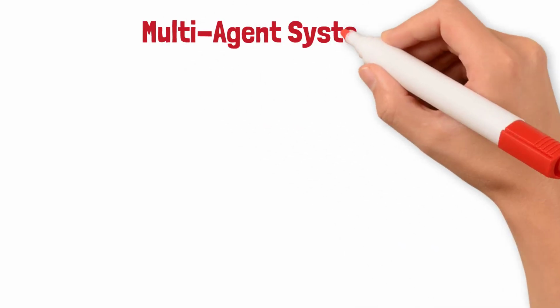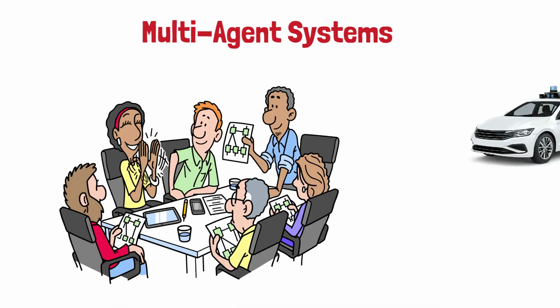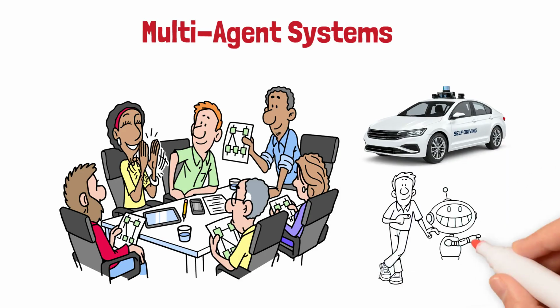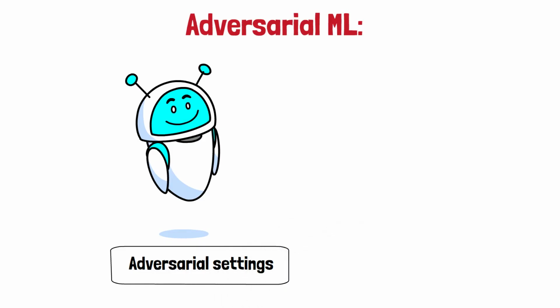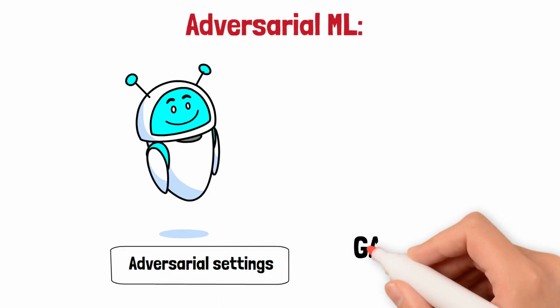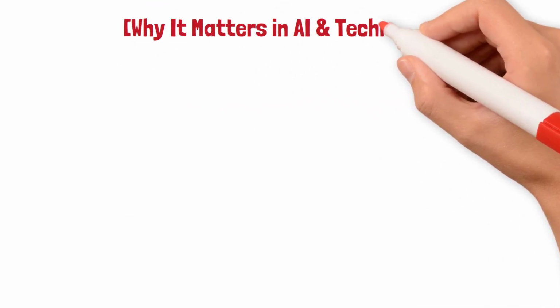Multi-agent systems, when many decision-makers interact, think of self-driving cars negotiating traffic, or AI agents learning to cooperate in simulations. Adversarial ML, in artificial intelligence, game theory underlies adversarial settings, where one model tries to fool another, like in GANs, generative adversarial networks.